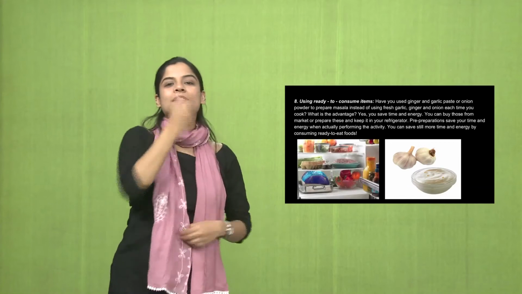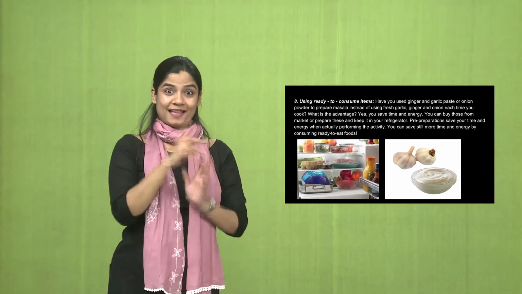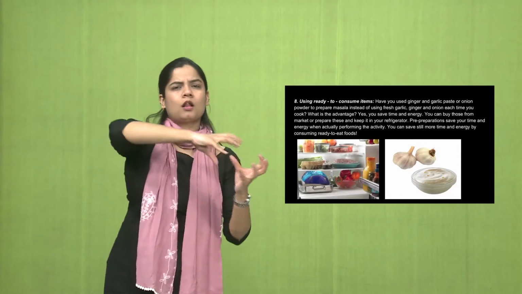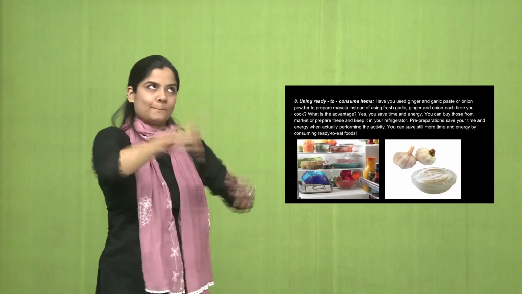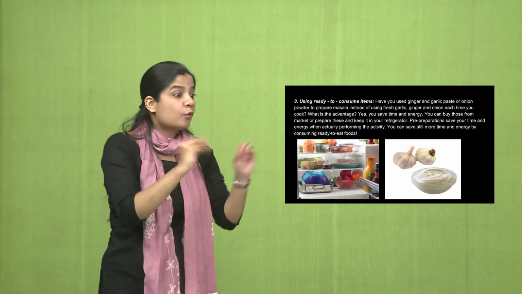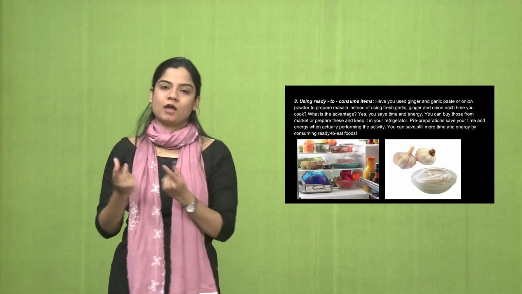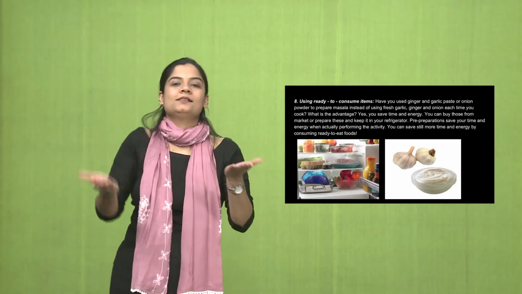So this is called using ready to use consumable items. Not just for garlic, you can do this for different vegetables, etc. You can cut them and keep them in the fridge as per your plan whenever you have to cook. Just remember, these should be non-perishable, that don't go bad easily, not for perishable ones.